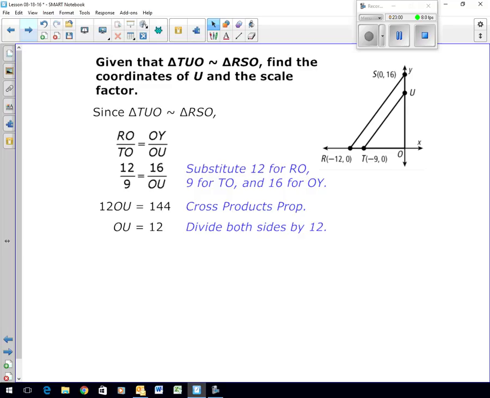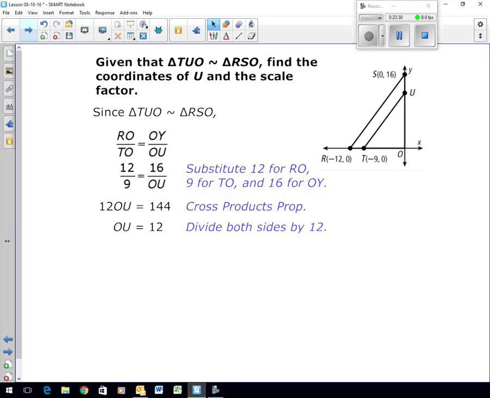Sometimes we're going to get into this scenario. I'm going to write this down right now. I'm going to go through it fairly fast. Remember, this is putting everything together. What does this question ask you to do? I got to find the coordinates of U. See that?